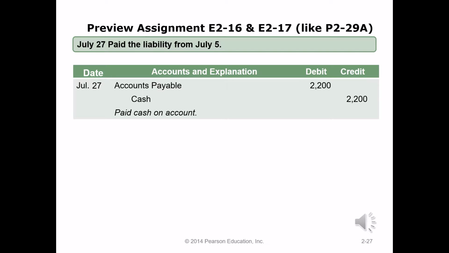So to eliminate that out of our account, we will need to debit accounts payable for the same $2,200. And as we pay this, we're decreasing our cash account. So that's a credit to cash of $2,200. Now pause the presentation and post this journal entry to your T accounts or to your general ledger accounts.